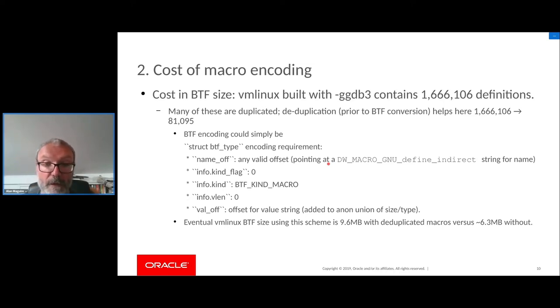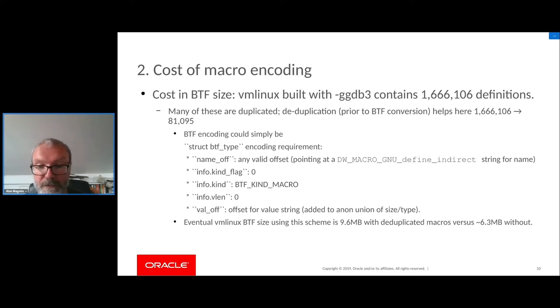And if we do that with those 80,000-odd definitions, the vmlinux BTF size grows by about 3.3 megabytes. So in the test that I did, it started off as about 6.3 megabytes. And then when we added that information, it grew to about 9.6 megabytes. So we're talking a growth, certainly, but not an order of magnitude or anything like that. So it's not a massive addition.